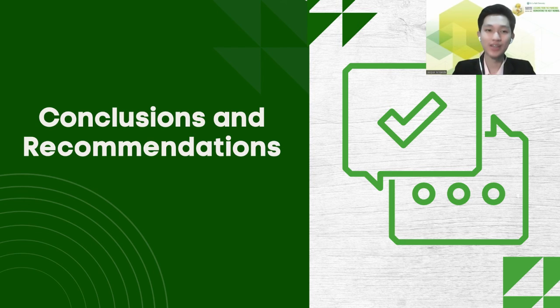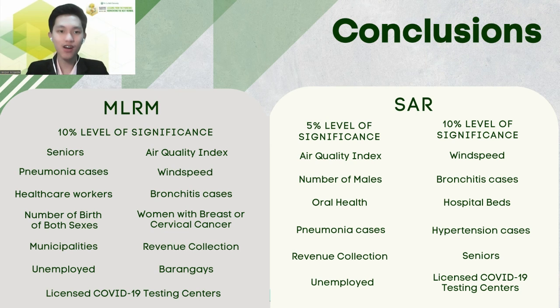So, what are the takeaways of this research? Using MLRM and SAR, significant COVID-19 correlates were obtained. Results from the MLRM model show that the following predictors are significantly correlated with the natural logarithm of COVID-19 SIR at a 10% level of significance. On the other hand, on screen are the 12 significant correlates of COVID-19 according to the SAR analysis at a 5% and 10% level of significance.